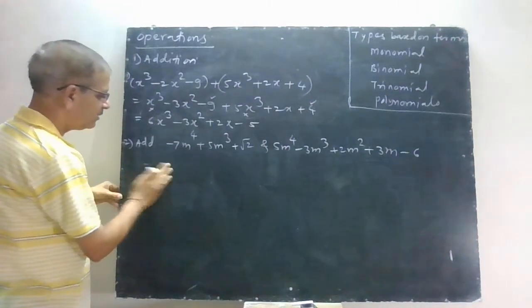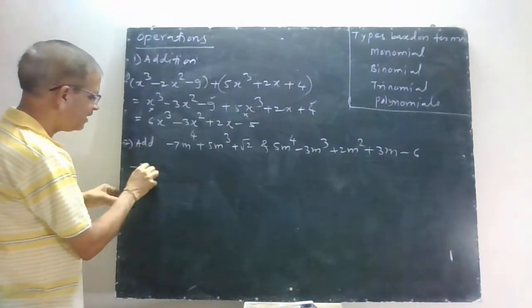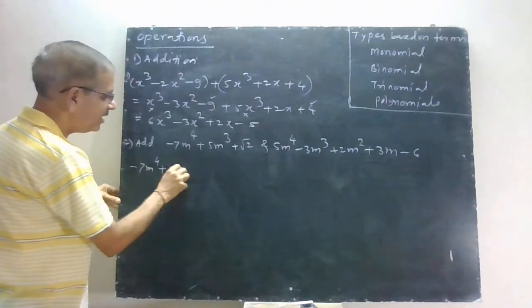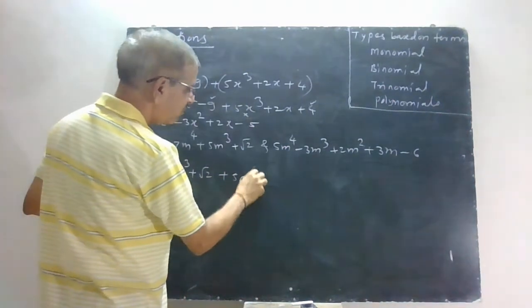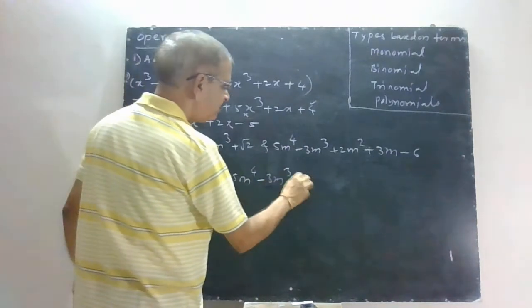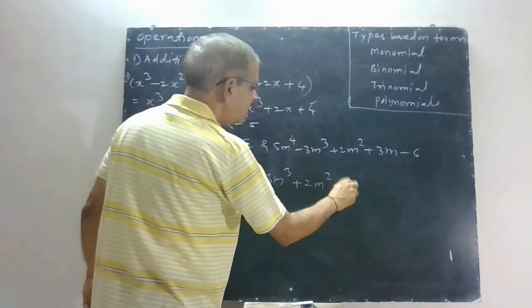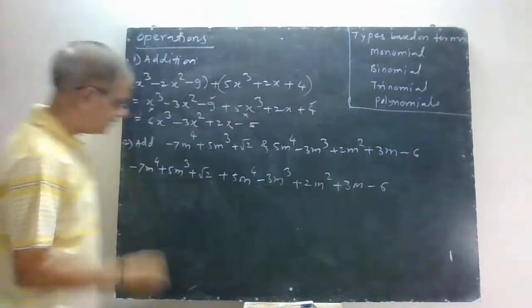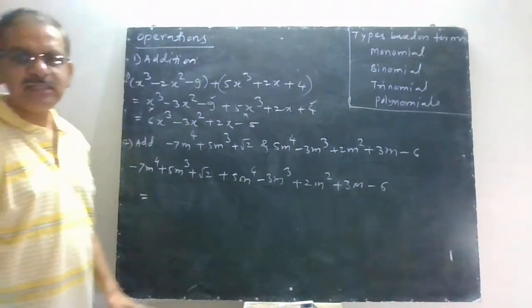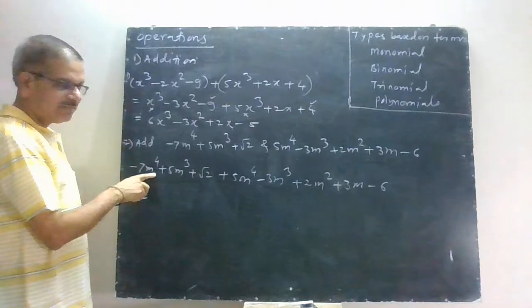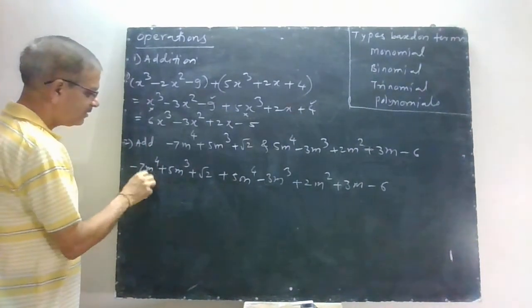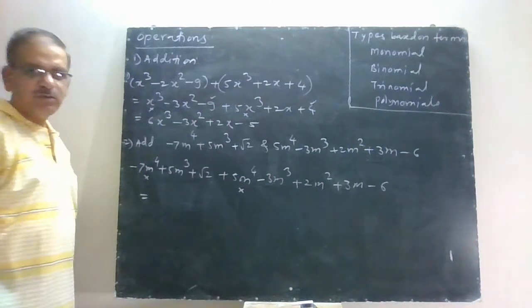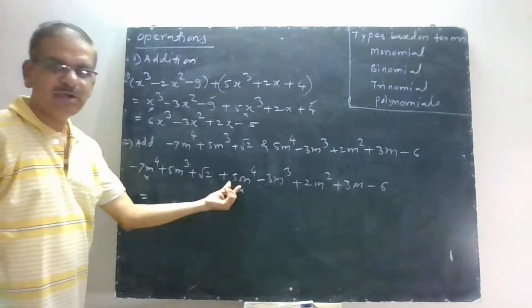That means you will write down minus 7m raised to 4 plus 5m raised to 3 plus root 2, plus 5m raised to 4 minus 3m raised to 3 plus 2m raised to 2 plus 3m minus 6. Now the theme is the same. Add the like terms. The maximum power of m is 4 here, and here it is 4. So minus 7m raised to 4 plus 5m raised to 4, minus 7 plus 5.